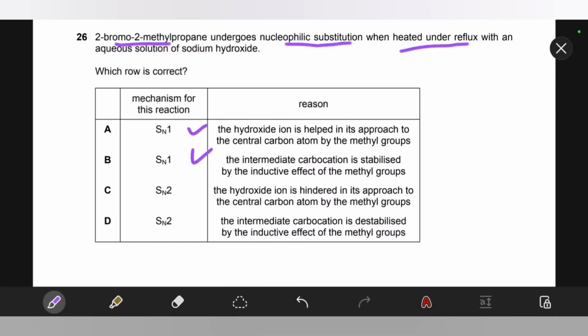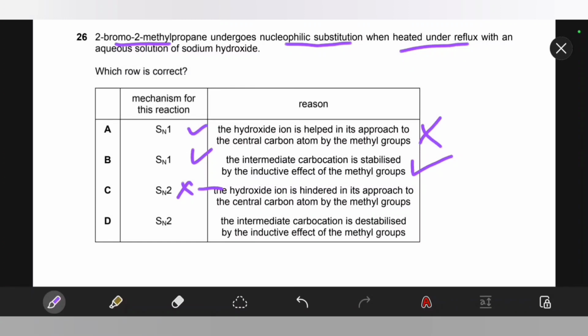And the hydroxide ion is helped in its approach to the central carbon by the methyl groups. No, that's not the correct statement. The intermediate carbocation is stabilized by the inductive effect of the methyl groups. That is correct. The hydroxide ion is hindered in its approach to the central carbon atom by the methyl group. That is right, but not for SN2. These are not related. In SN2, that is the mechanism for primary haloalkane.